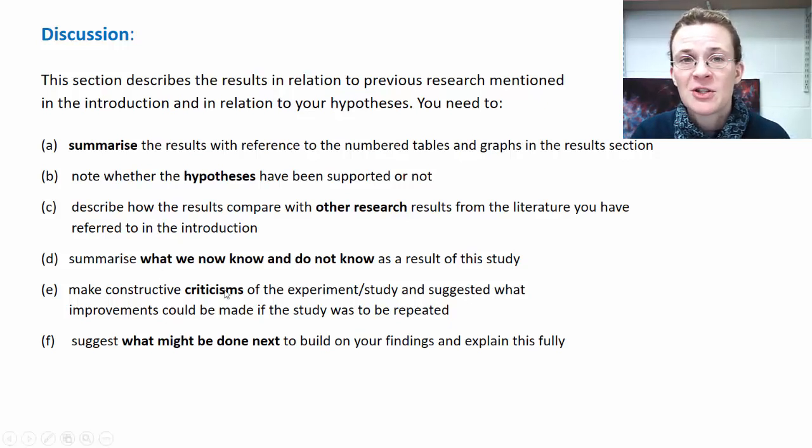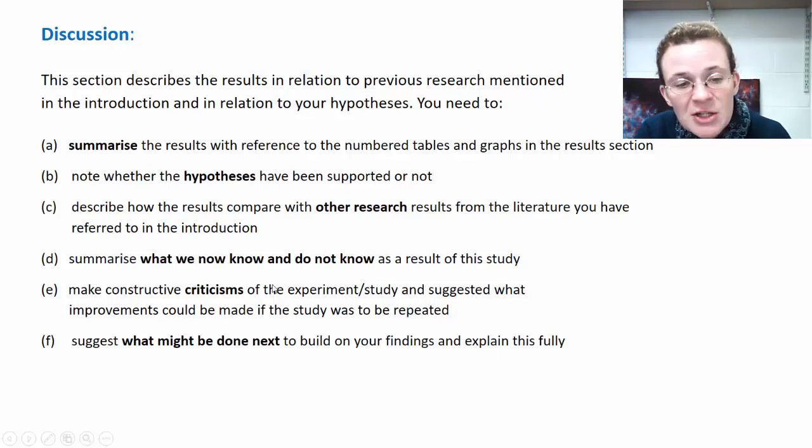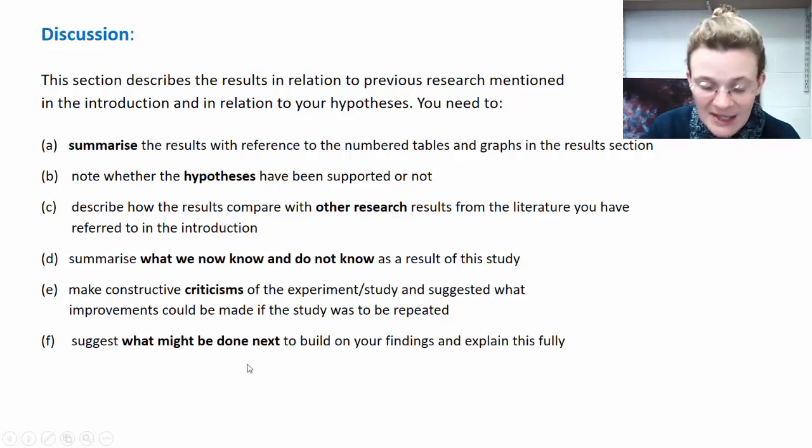If there were no criticisms, then it would be easy to see what you would be doing next. What interesting things would you want to find out? You first have to make your experiment as good as possible before you can build on the findings. So these two are different things.